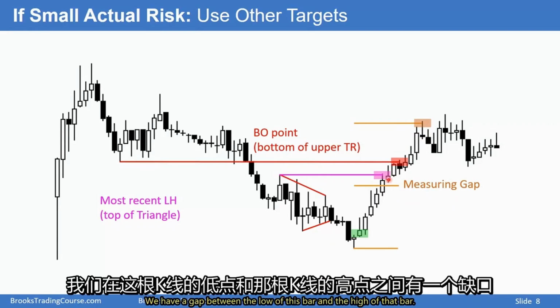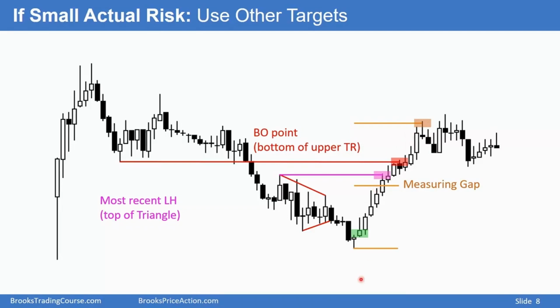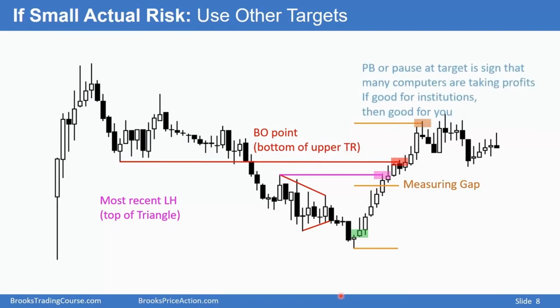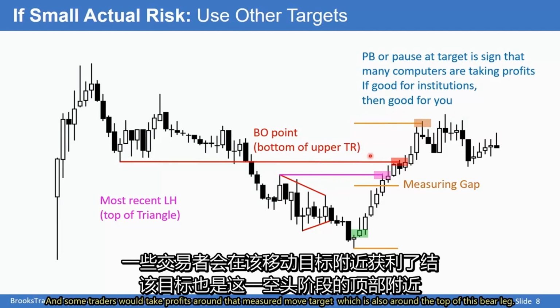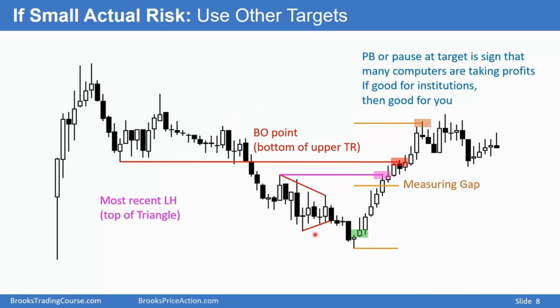We have a gap between the low of this bar and the high of that bar. It might result in a measured move up. And some traders would take profits around that measured move target, which is also around the top of this bear leg.